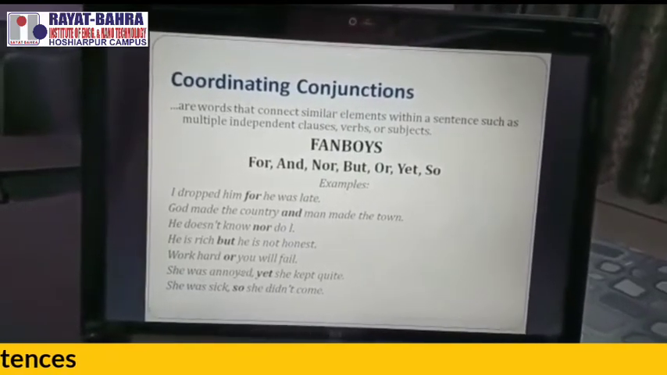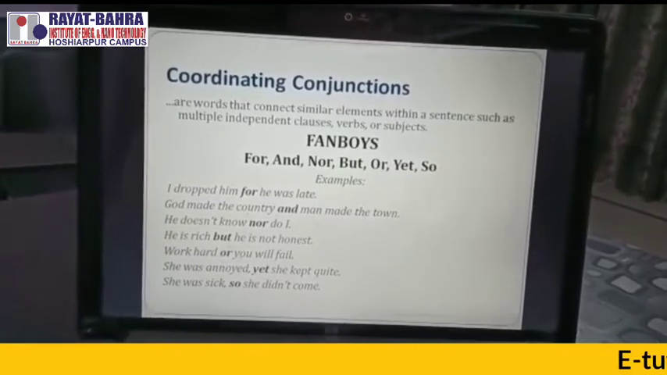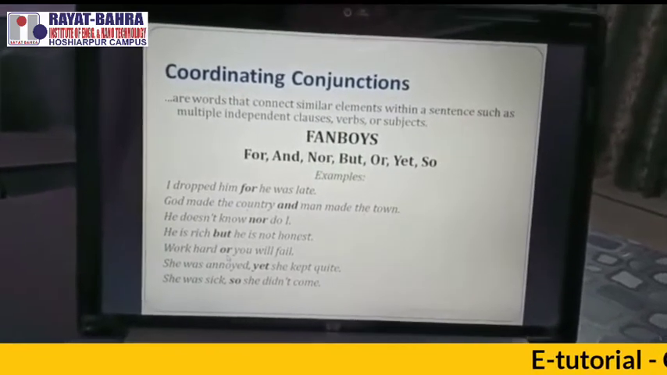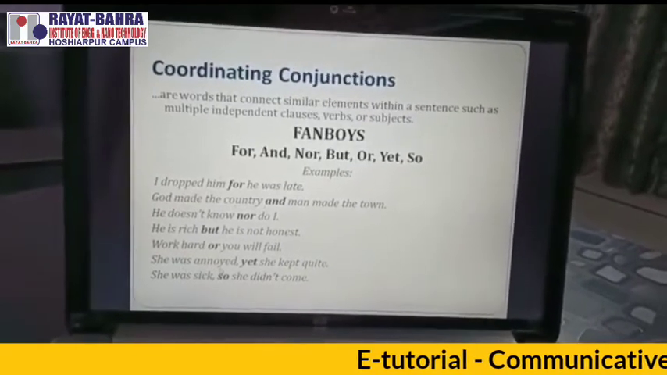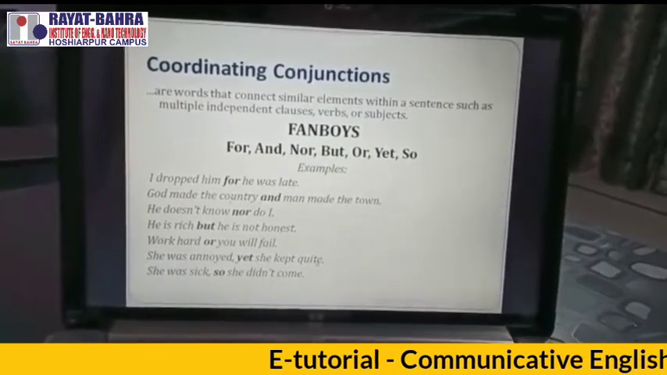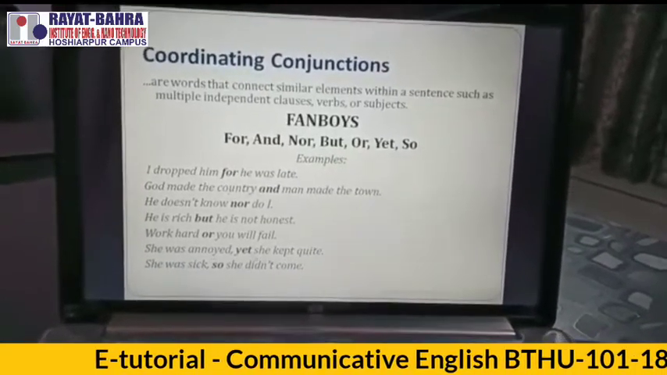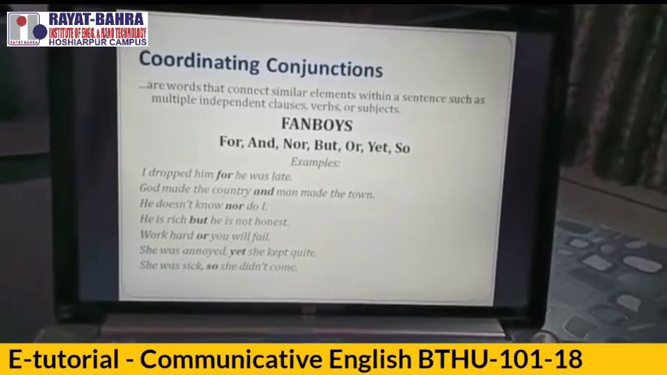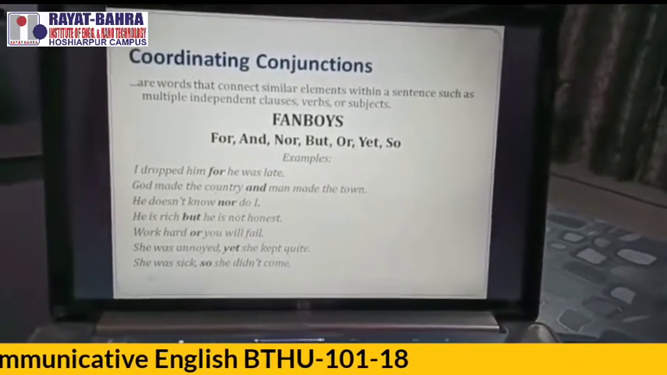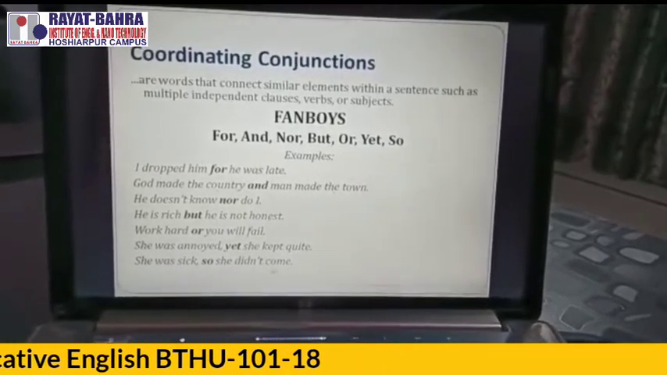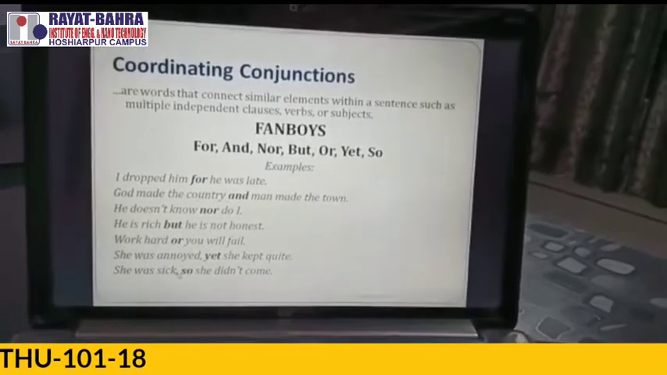Next sentence, work hard or you will fail. Again, these two principal clauses have been joined by a coordinating conjunction. So this is a compound sentence. She was annoyed, yet she kept quiet. She was annoyed, she kept quiet. These two clauses have been joined together by this particular coordinating conjunction. So this is a compound sentence. She was sick, so she did not come. In this sentence, so is a coordinating conjunction.